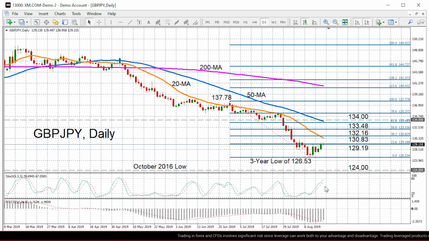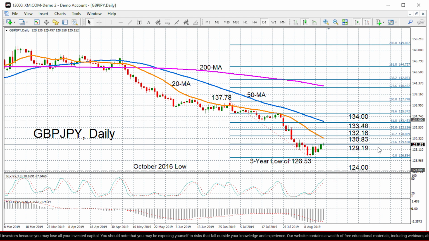Looking at the short-term picture at the momentum indicators, we are seeing some positive momentum. Stochastics are trending outwards, approaching overbought levels. The MACD histogram has risen above its red signal line. Looking at the price action, though, we can see that the pair is struggling to make further gains.